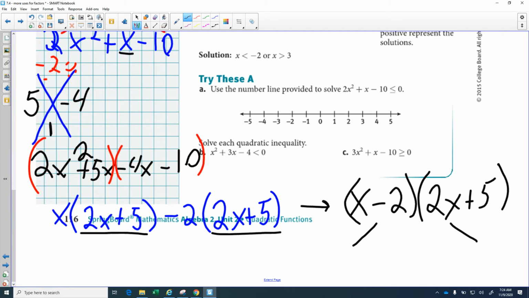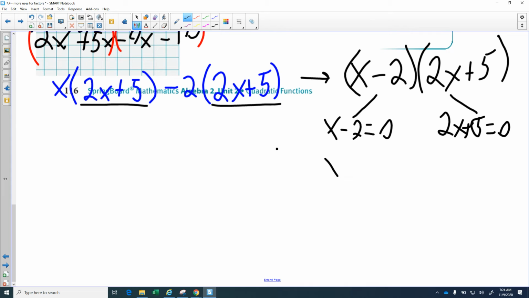Notice how I'm not even worrying about the inequality. This really doesn't matter to me right now. Okay? At the end of the problem, we'll talk about it, but currently, don't care about it. So I'm going to set this x minus 2 equals 0. 2x plus 5 equals 0.